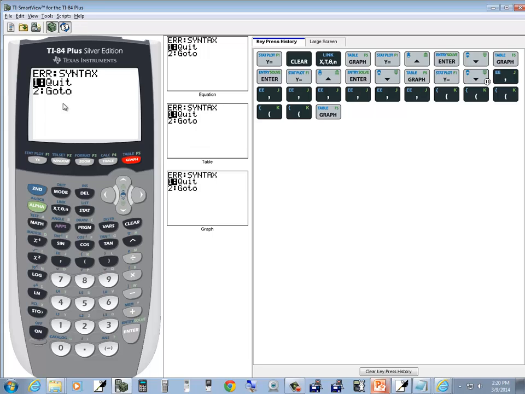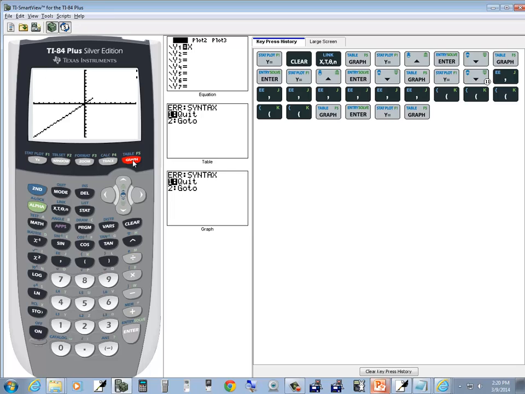Now Quit is highlighted, so your natural inclination is to go ahead and press enter and quit. Then you go back to y equals and you think, well, what's wrong with that? It doesn't get any simpler than that. You think, well, maybe it's a quirk with the calculator, so you press graph again. You think, okay, it's working now. Then boom, it comes up with a syntax error.